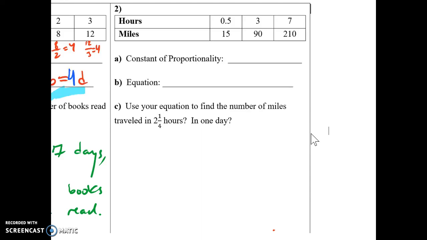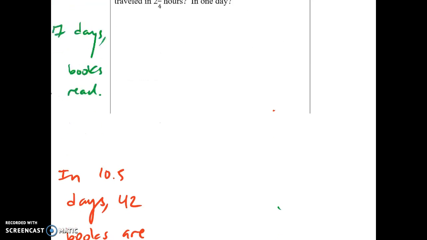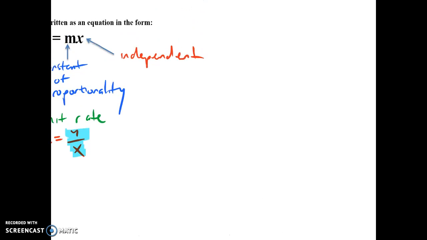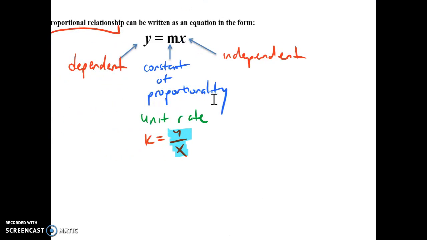Alright, in this video we're going to be doing question 2 on RP13. Before this video you should have watched the first video and recall that a proportional relationship can be written in the form of y equals mx. Y is the dependent variable, m is the constant of proportionality or the unit rate, or y over x, and x is the independent variable.